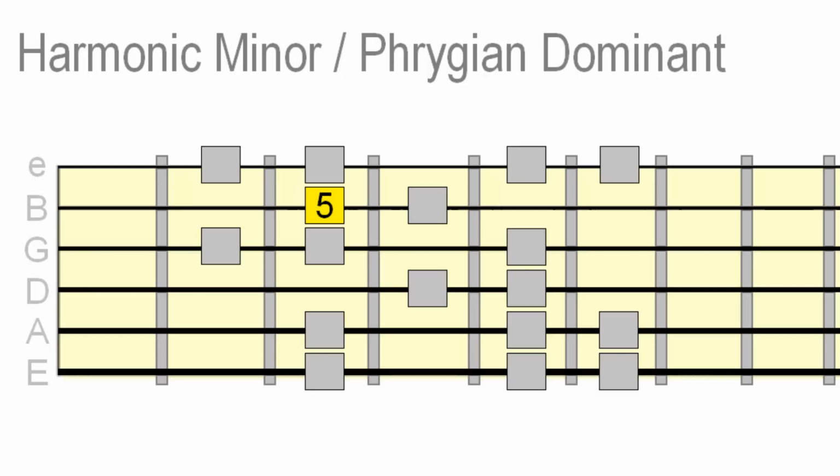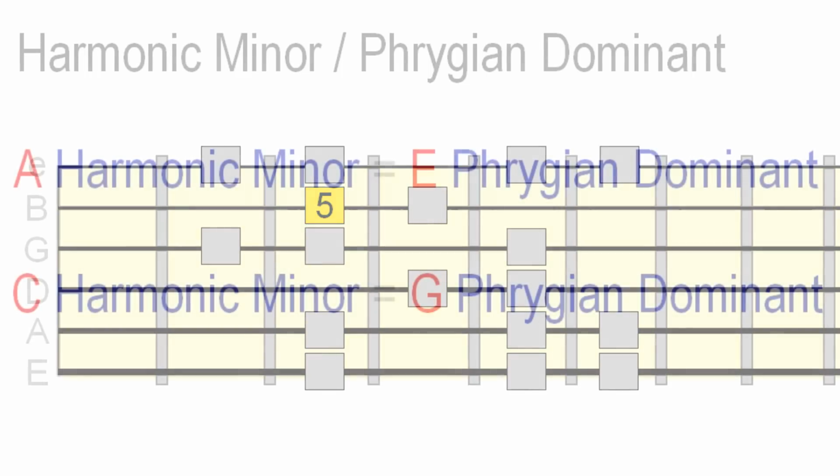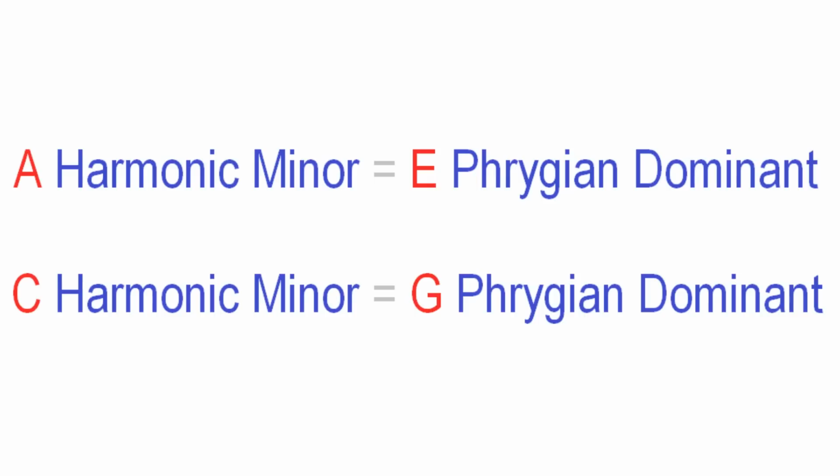Therefore, both harmonic minor and Phrygian Dominant are intrinsically connected. A harmonic minor uses the same 7 notes as E Phrygian Dominant. C harmonic minor uses the same 7 notes as G Phrygian Dominant. Many musicians prefer to see Phrygian Dominant as its related harmonic minor pattern.